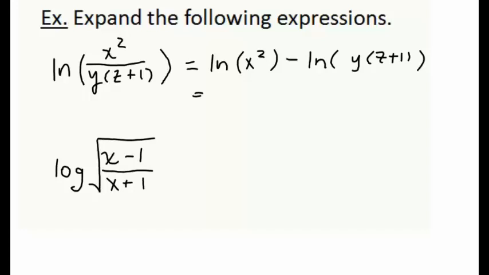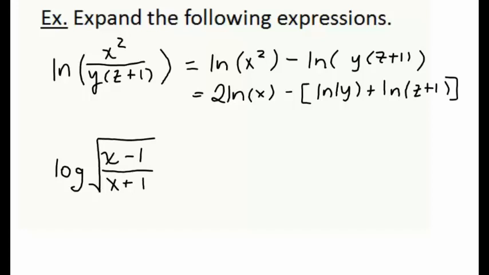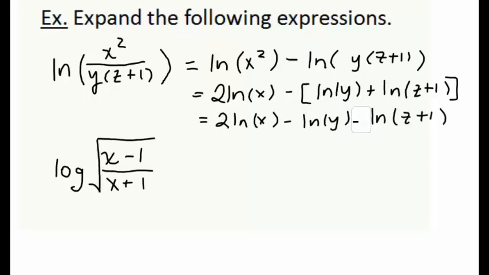And from here we can go on and do one more step. I am going to bring the squared power down out front so that we have 2 ln of x. And then I'm going to go ahead and break apart this multiplication. So we can break apart this multiplication into an addition to get ln of y plus ln of z plus 1. Now, of course, our last step here is just to expand our negative through, and our final answer here is 2 ln of x minus ln of y, ln of z plus 1.